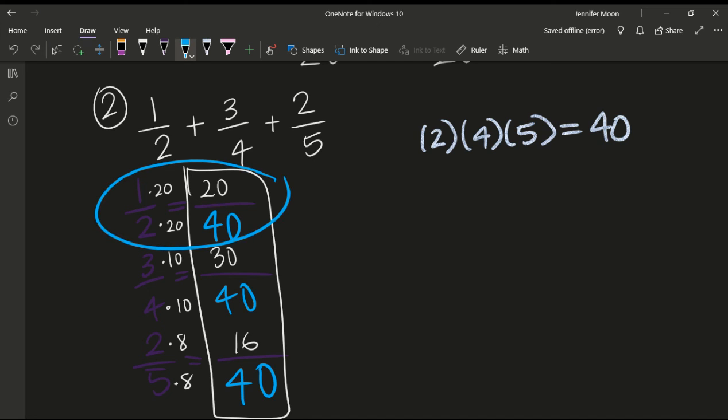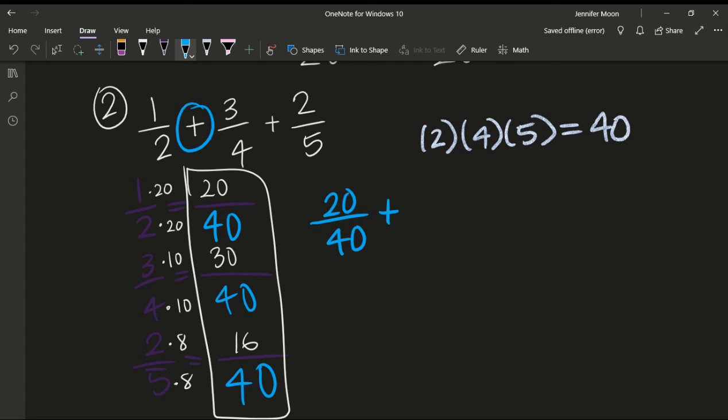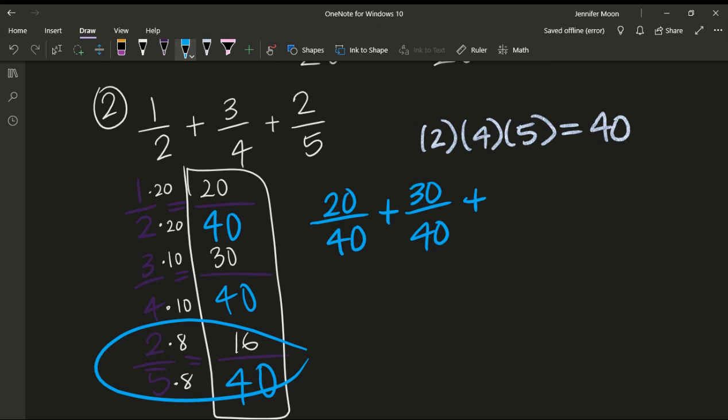The 1 over 2 became 20 over 40, right? This operation told me to add. And then this 3 over 4 became 30 over 40. This operation told me to add. 2 over 5 became 16 over 40. Question, do my denominators match? Yep, perfect. Let's add. 30 plus 20 plus 16 is 66 over 40, keep your denominator.